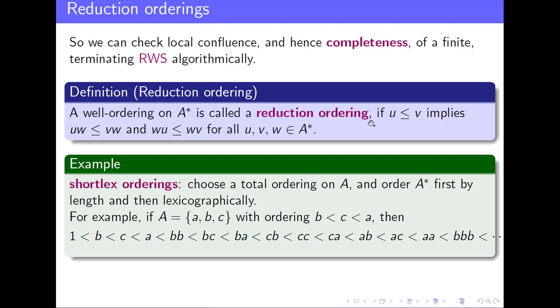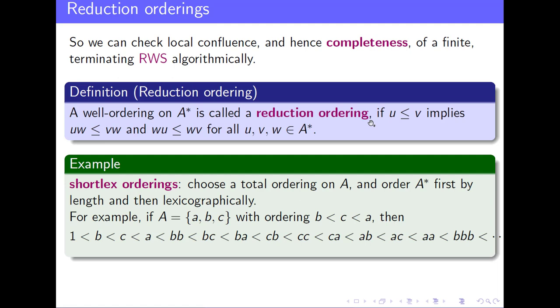And it also needs to be closed under left and right multiplication by arbitrary substrings. So it needs to be an ordering with the property that if u is less than or equal to v, then uw is less than or equal to vw for an arbitrary string w, and similarly on the left-hand side. So that's a property we need in this context. And there are lots of examples of this. Maybe the favourite example, the one that's used most commonly, at least in my experience, are the things called shortlex orderings, partly because the most natural way to reduce a word is to reduce the length.